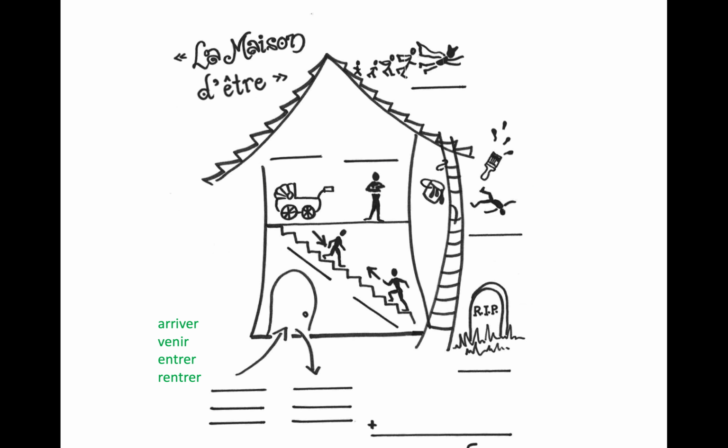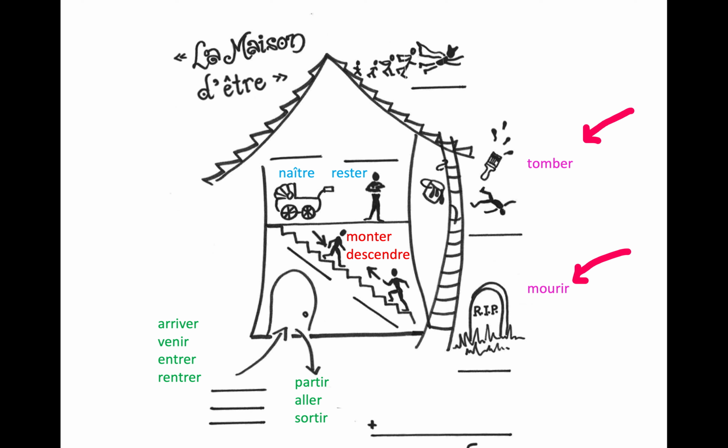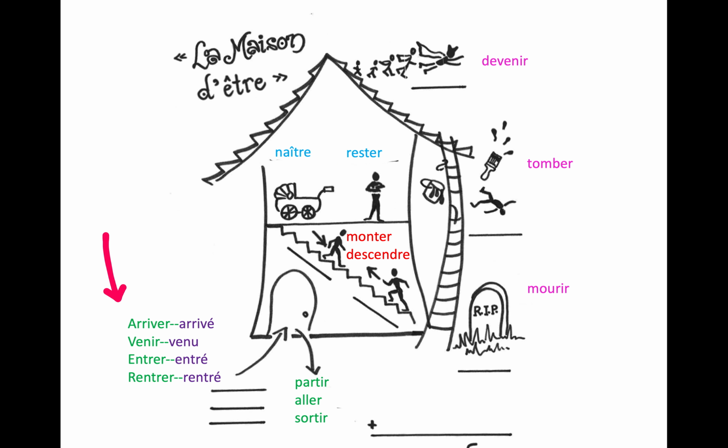Arriver, venir, entrer, rentrer. Partir, aller, sortir. Monter, descendre. Naître, rester. Tomber, mourir, devenir. All right. So let's look at them now with their meanings. And you can write these down. Sorry, not with their meanings, with their past participles.